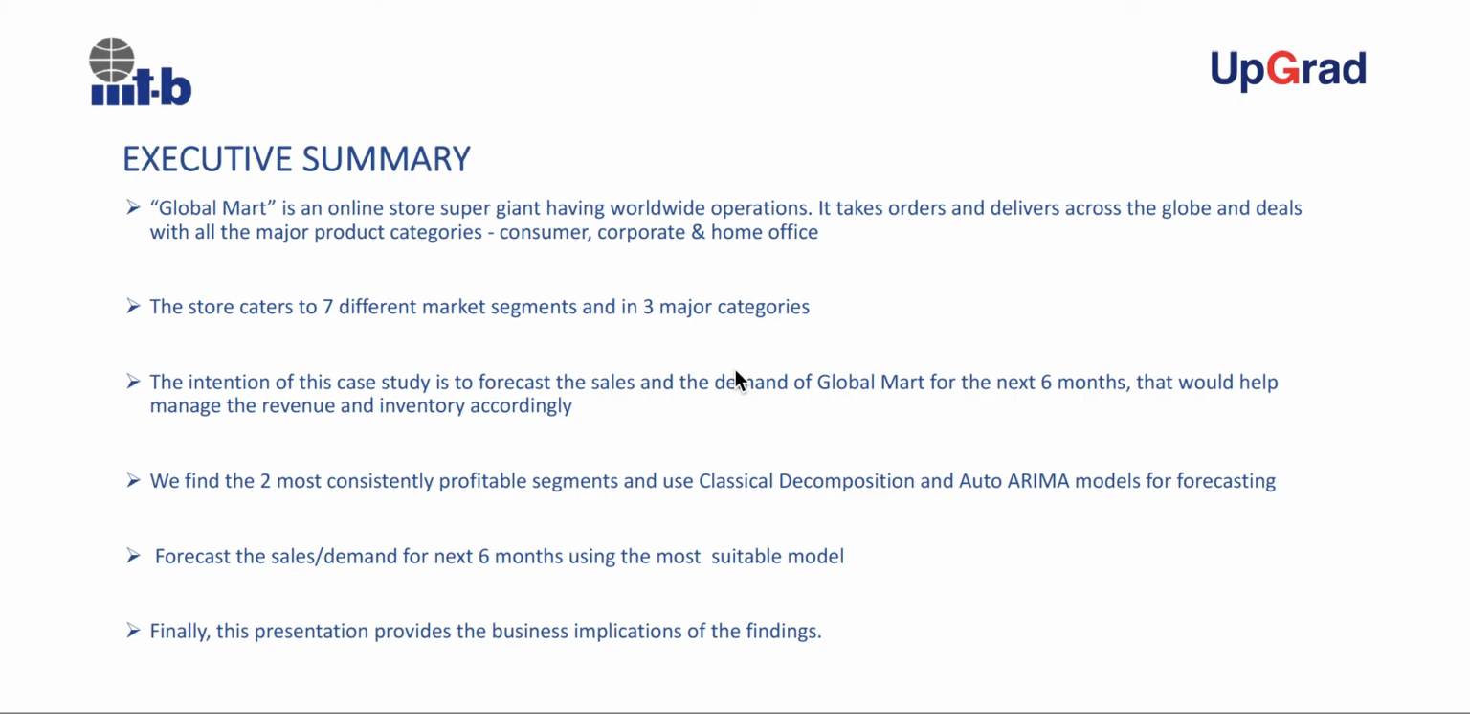We find the two most consistently profitable segments and use classical decomposition and auto-ARIMA models for forecasting. We then forecast the sales and demand for the next 6 months using the most suitable model. The model indicates that sales are expected to grow for the EU region but will follow the expected seasonal trend. An average demand is expected to be 756 units for EU and 804 for APAC, so adequate inventory needs to be planned for.